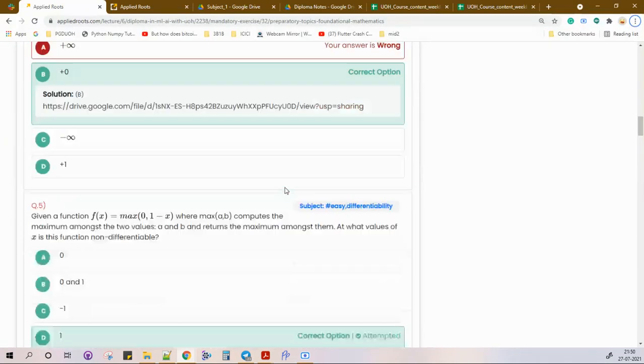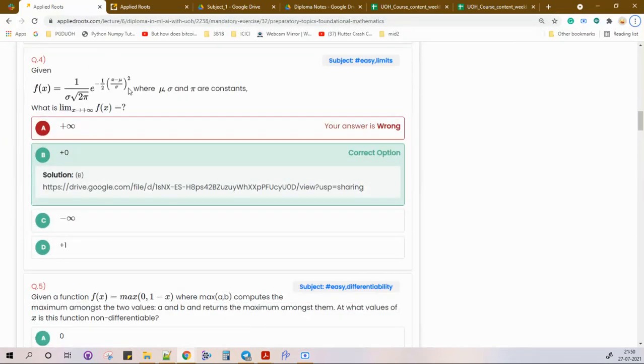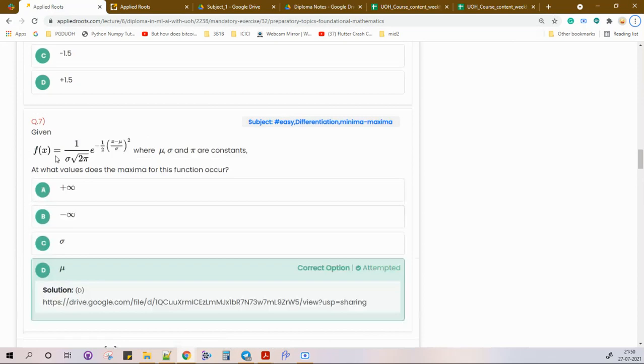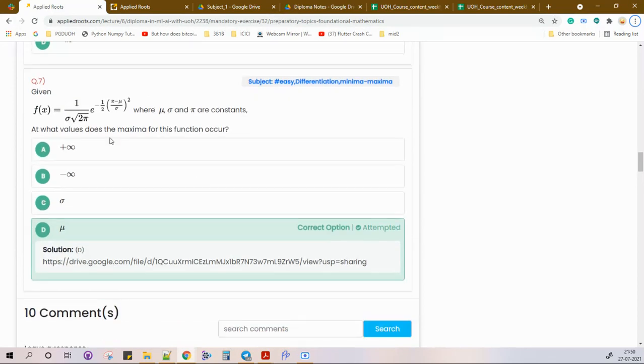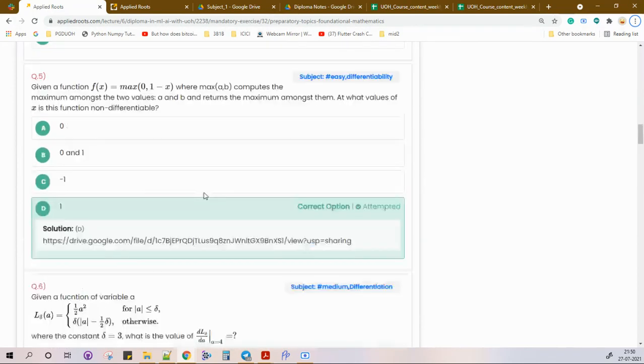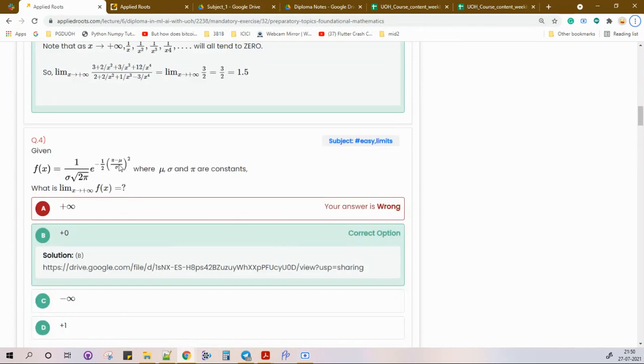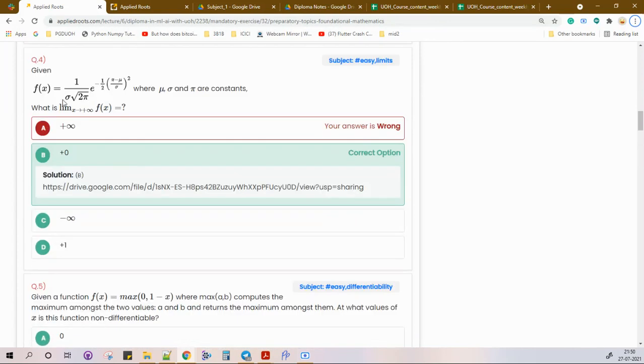Question number 4. Now we know what this is. This is Gaussian, right? And I guess we have one more question, question number 7. Let's do it in order. Now it is trivial. f of x is nothing but 1 upon sigma under root 2 pi to the power something something. This is the Gaussian rule, the PDF of Gaussian. Now mu, sigma and pi are positive constants.